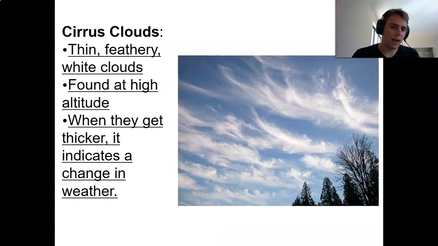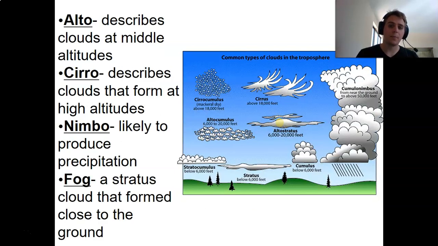These are thin, feathery white clouds found at very high altitude. When they get thicker, it usually indicates a change in weather because more moisture is accumulating up in that area, and that usually means that there's going to be some sort of pressure difference or some sort of weather front happening.